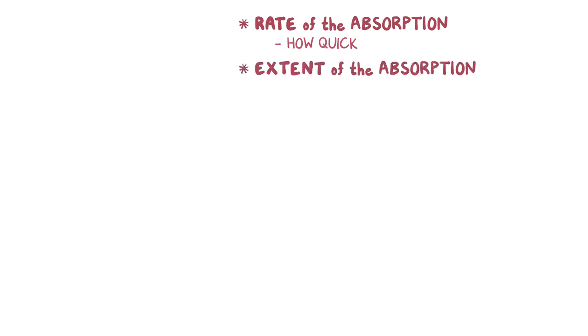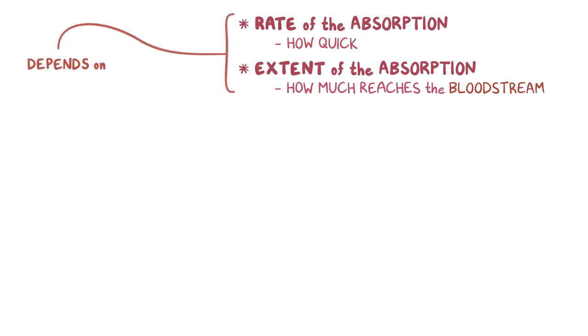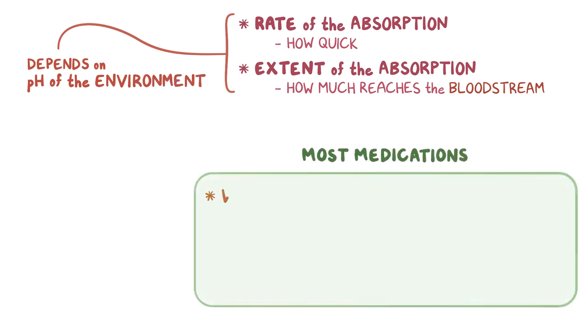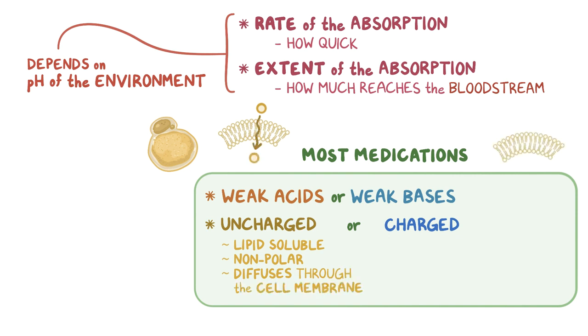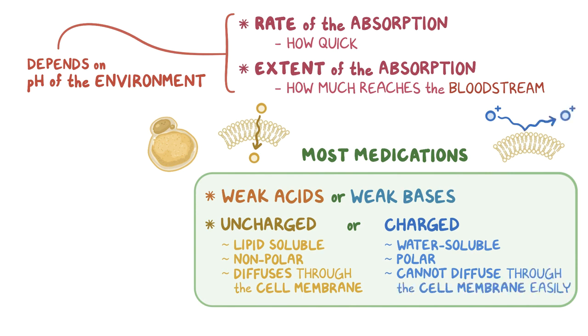Now, the rate of absorption, or how quickly this process occurs, as well as the extent of the absorption, or how much of that medication reaches the bloodstream, depend on several factors. One of them is the pH of the environment where absorption takes place. Most medications are either weak acids or weak bases, and can exist in an uncharged or charged form. The uncharged form is the lipid-soluble nonpolar one, which happily diffuses through the cell membrane, while the charged form is water-soluble and polar, and thus cannot diffuse through the cell membrane easily.